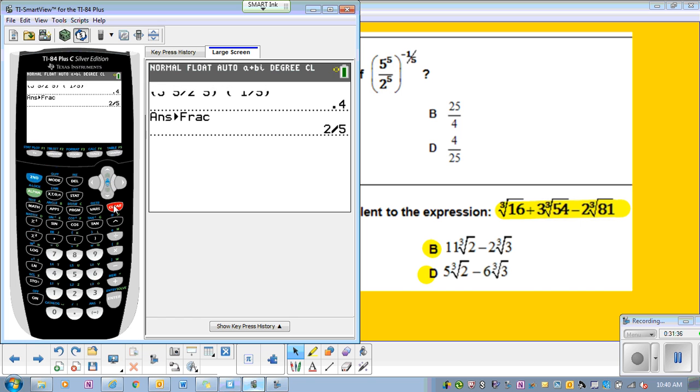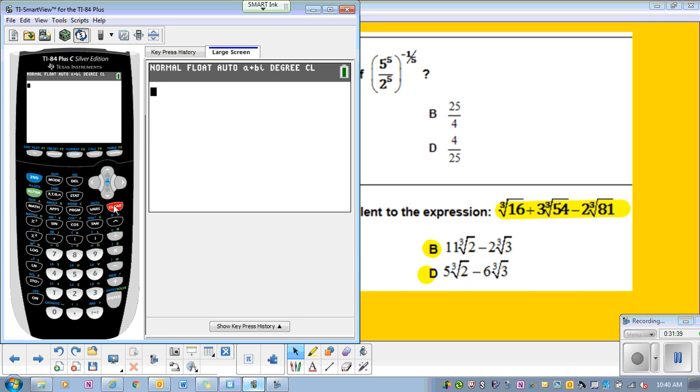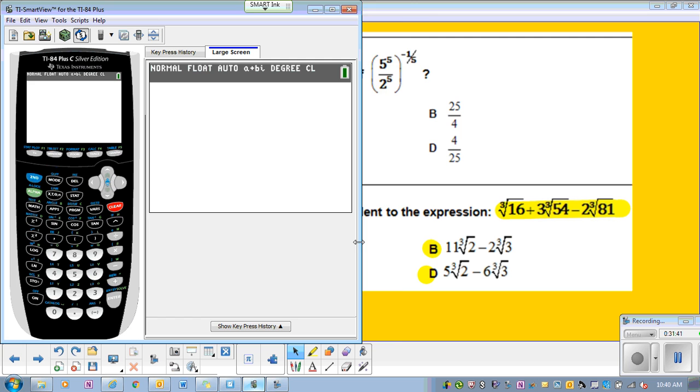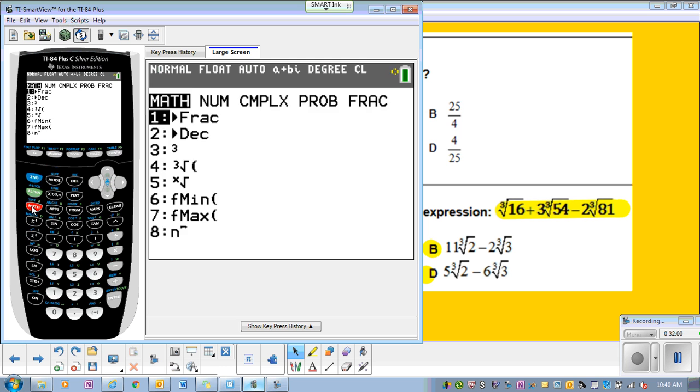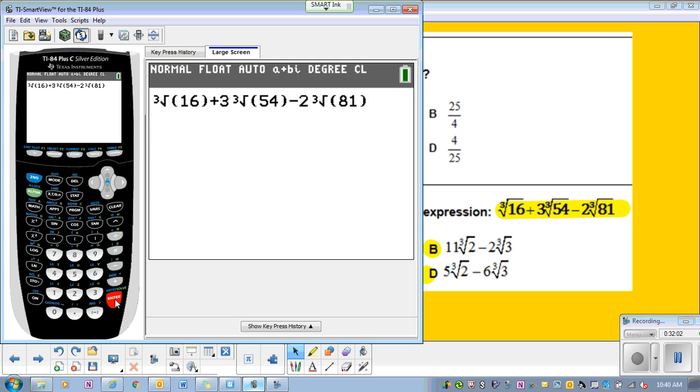Okay. So we have the cube root. Make the screen a little bit bigger. Math 4. Cube root of 16. Make sure you close your parentheses after each radical, right? Plus 3 cube root of 54. Minus 2 cube root of 81. All right, so I get that fraction. Okay, did you match it up to the answer choices? Do it now.